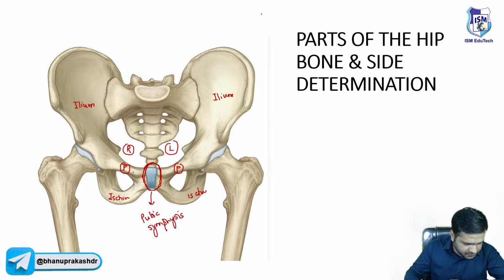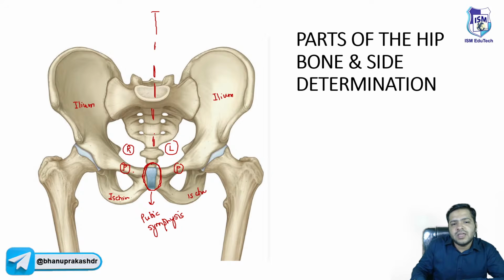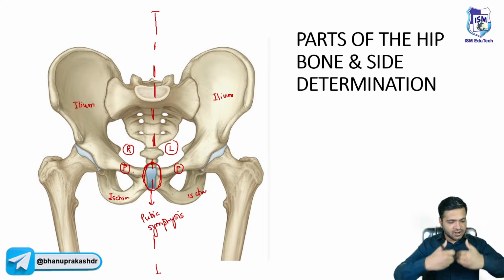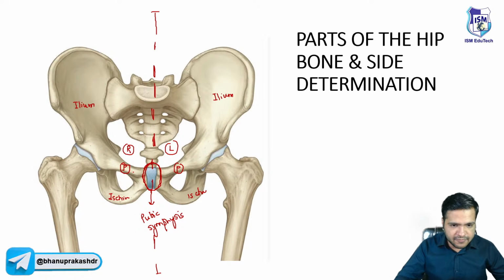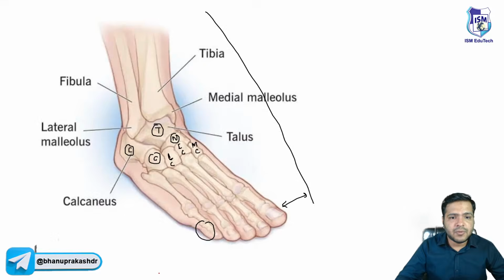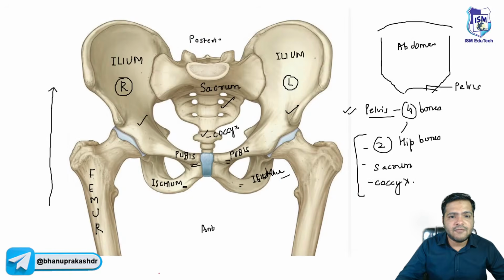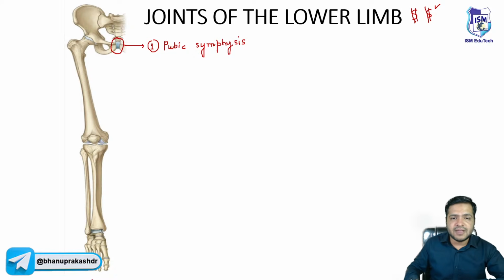You already know pubic symphysis. This joint will be formed in the midline of our body. So I hope you all have got this, right? That is the pubic symphysis.